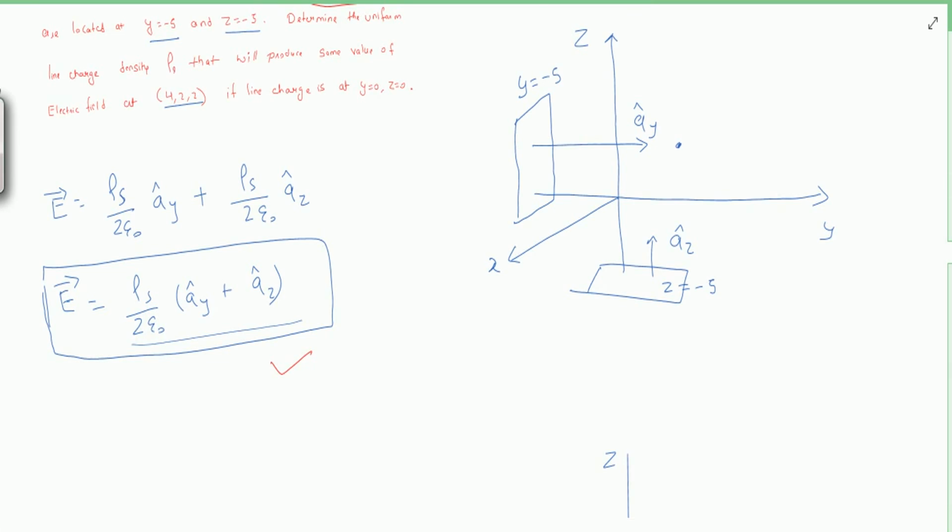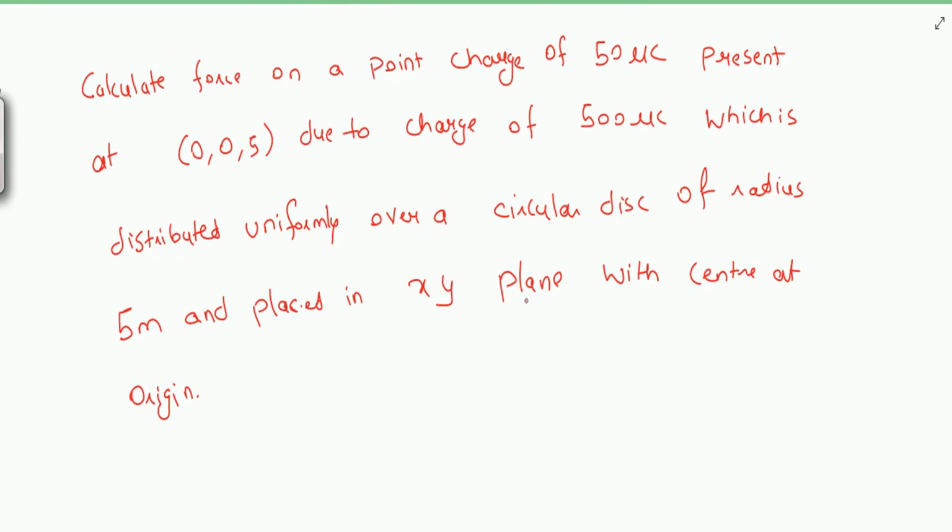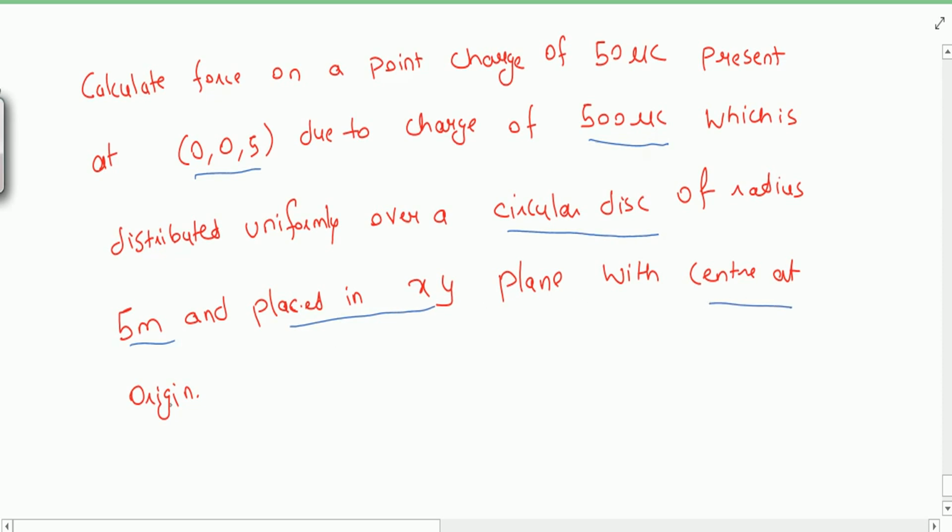Now moving on to the next question. So now this is our next question. It is: calculate the force on a point charge of 50 microcoulomb present at (0, 0, 5) due to a charge of 500 microcoulomb, which is uniformly distributed over a circular disk of radius 5 meter and placed in the xy plane with center at origin.